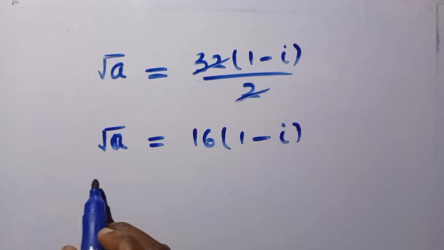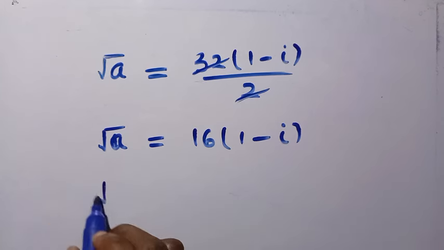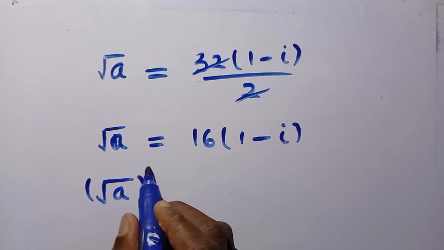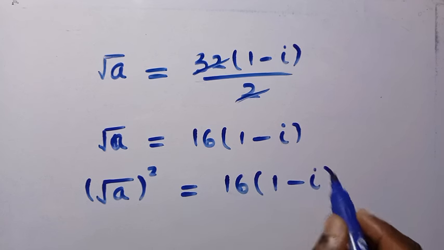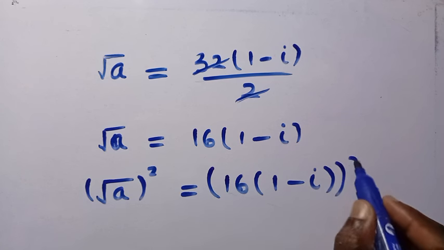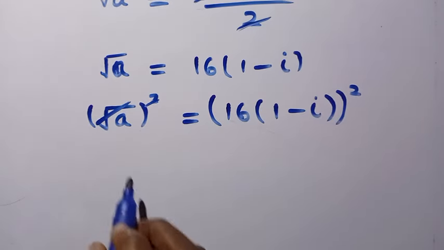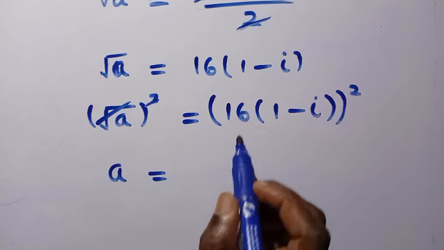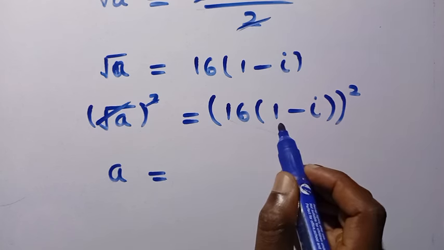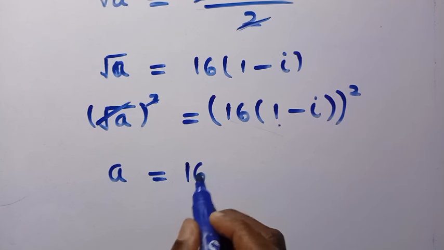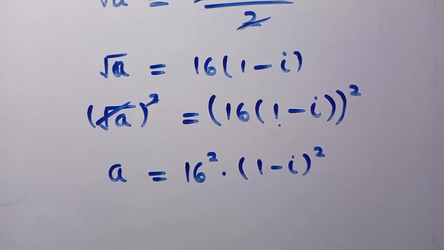Then let's take the square of both sides. Here we have square root, and by taking the square of both sides, we have square root of a raised to power 2 equals 16 open bracket 1 minus i, then all raised to power of 2. Square and square root cancelled. When square and square root cancelled, we have a equals, so here is bigger bracket and we have two numbers in it. It means 16 will take squared and 1 minus i will also take squared. Here we have 16 squared multiplied by 1 minus i squared.